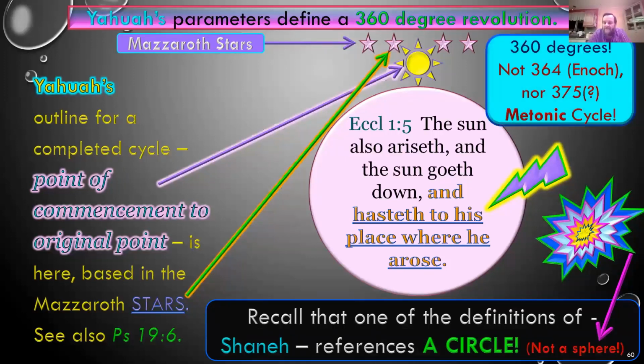360 degrees, not 364, which is Enoch, or 375, which is the Metonic cycle. Yahuwah registered 360 degrees for a completed circuit.